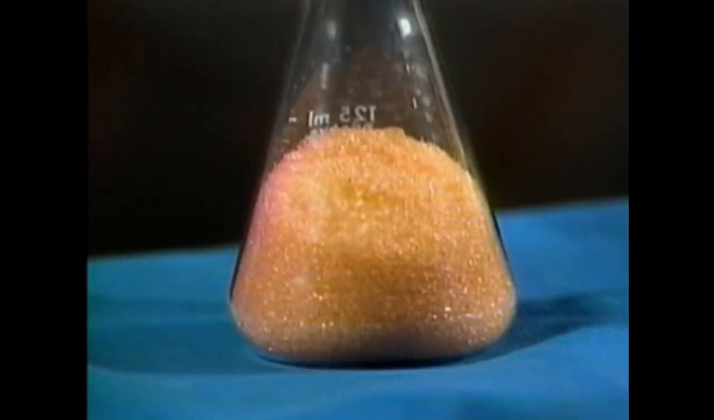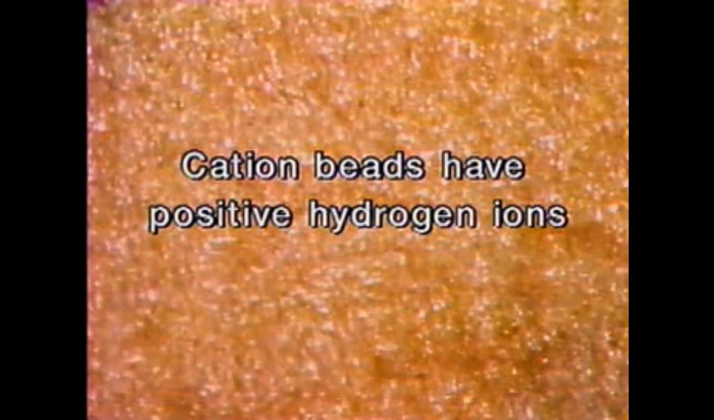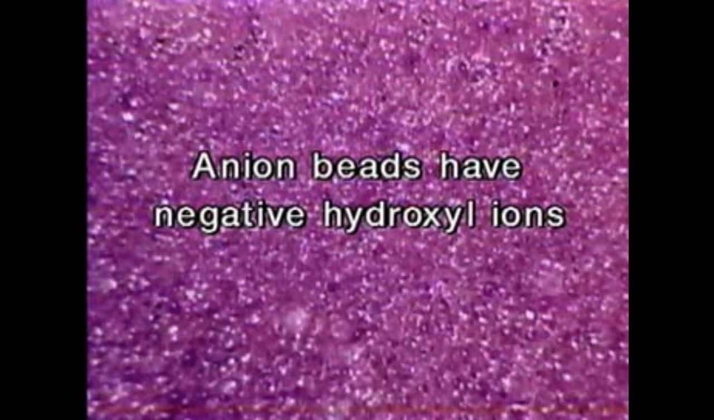Cation resin beads are used to remove cations such as calcium, magnesium, and sodium ions. The cation beads initially have positive hydrogen ions attached to their sites. Anion resin beads are used to remove anions such as chloride, sulfate, and carbonate ions. The anion beads initially have negative hydroxyl ions attached to their sites.